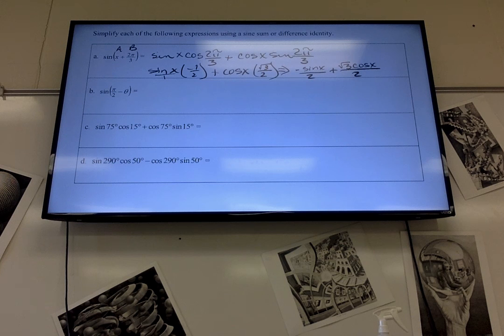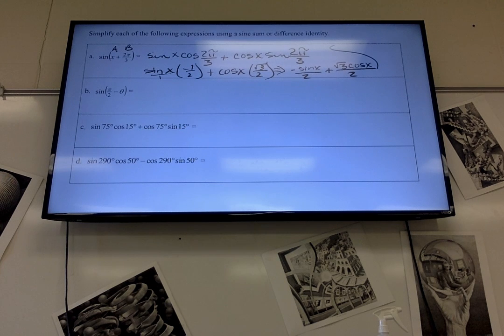We have a common denominator. So I'm going to write the positive one first. Square root of 3 times the cosine of x minus the sine of x over 2. So it looks complicated, but it's really not. It looks more complicated than it is.